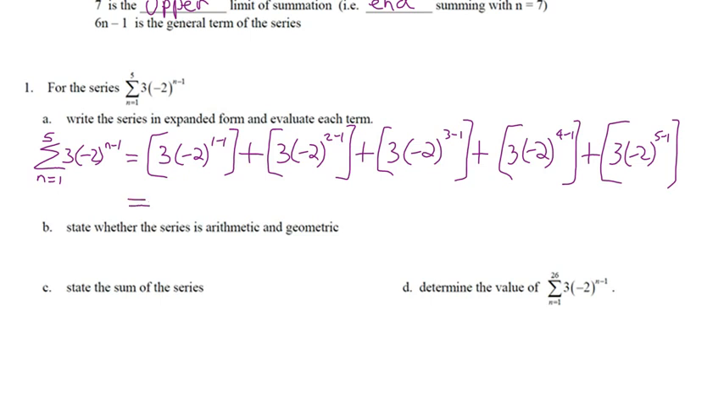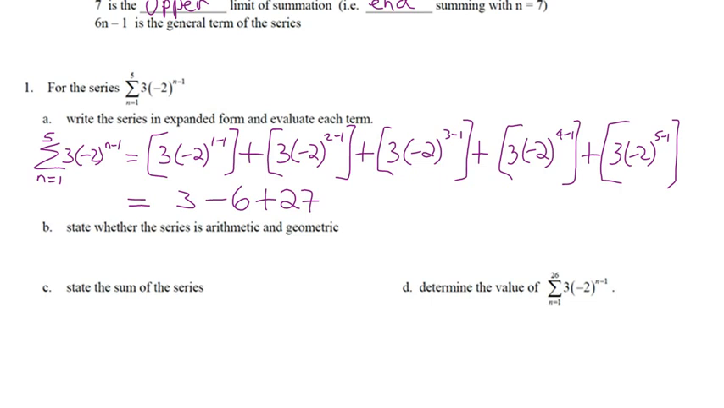Now we can evaluate each of these. Negative 2 to the 0 is 1, so this becomes 3. Negative 2 to the 1 is negative 2, times 3 is negative 6, so instead of going plus negative 6, we'll just write minus 6. Negative 2 squared is 4, times 3 is 12, so we go plus 12. What's next? Minus 24.